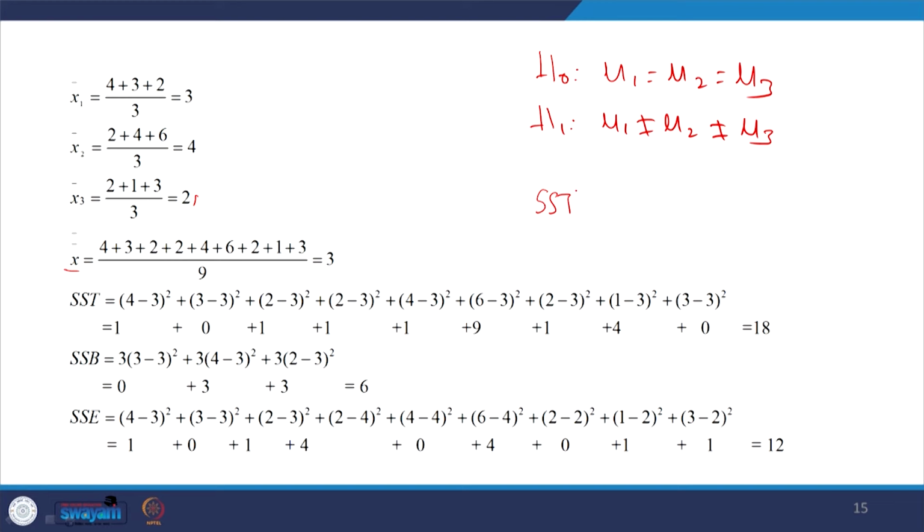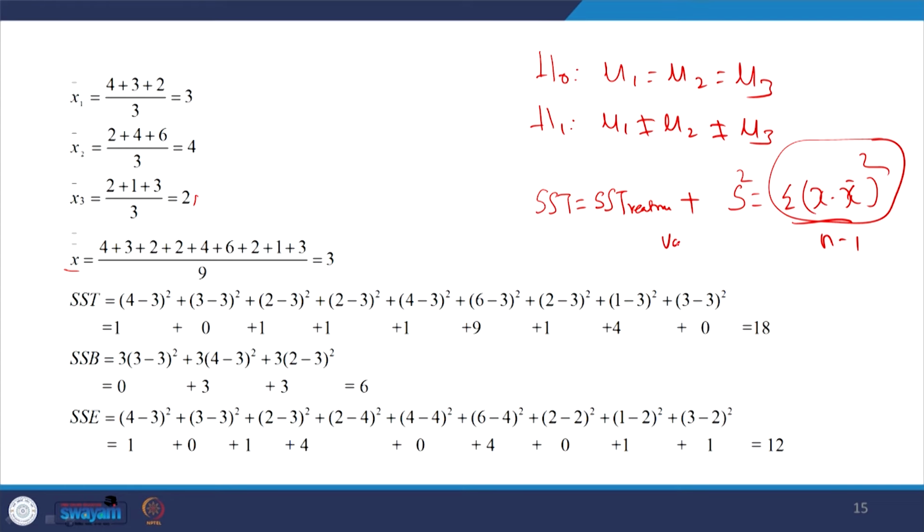Why am I saying it is a variance? See the variance formula: variance equals sigma of x minus x bar whole square divided by n minus 1. This numerator, sigma of x minus x bar whole square, I am going to call sum of square. I am going to find out the overall variance, SST, and group it into two categories: variance due to treatment plus variance due to error, that is error sum of square.